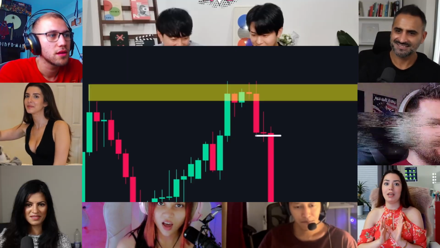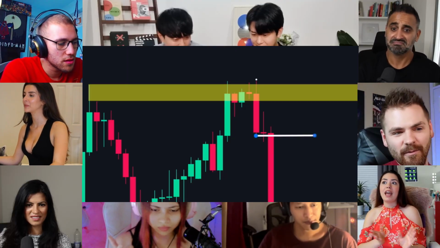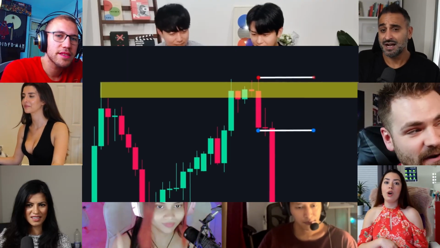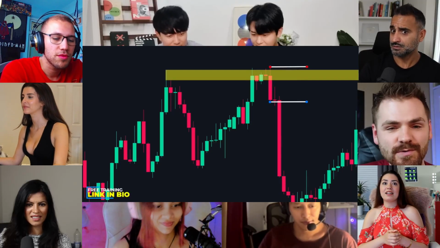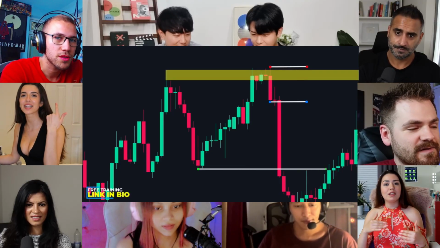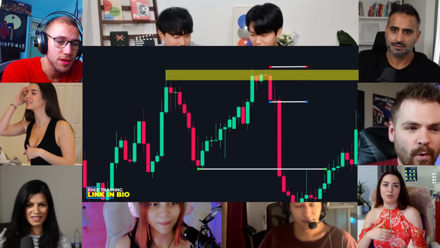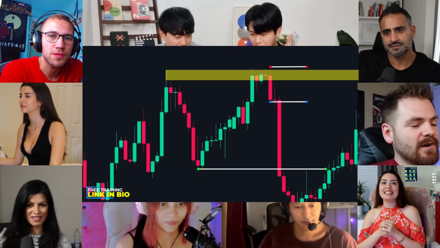So we place a sell trade at this candle's low and set our stop loss above the high. For our targets, we can target these two lows. And as you can see, the price achieved our targets.